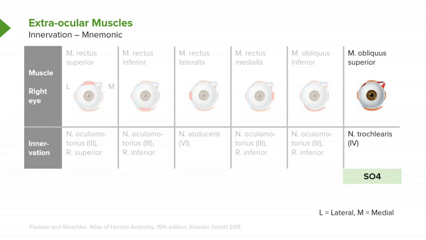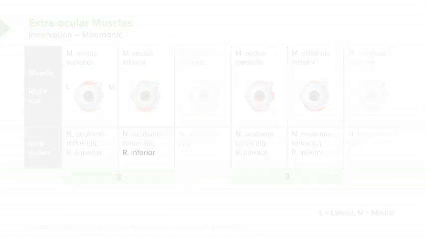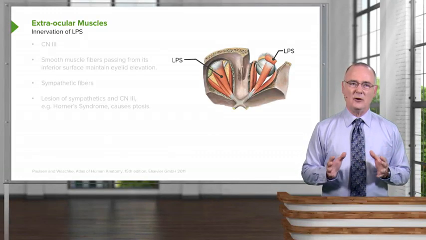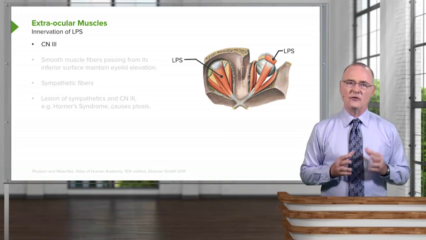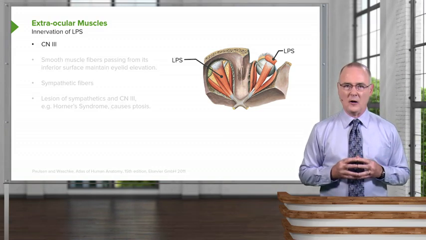And then the rest of these are very, very easy because all the rest of them are going to be innervated by cranial nerve number 3. This would be the oculomotor nerve. Now let's take a look again at the levator palpebrae superioris. First, its innervation is like the majority of the extraocular muscles. It's going to be innervated by cranial nerve number 3, oculomotor, as well.